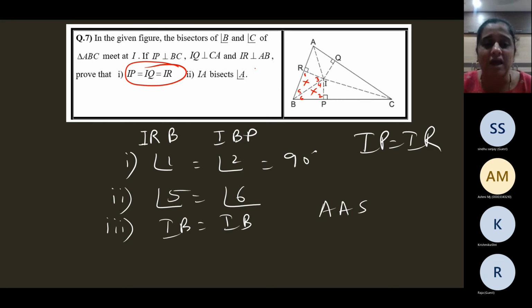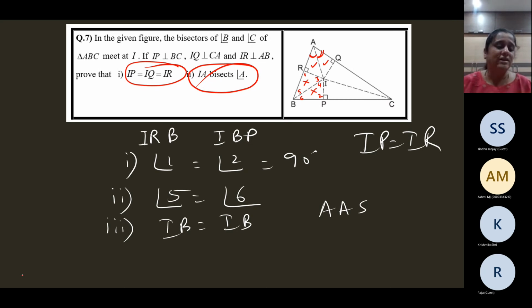Now we have to prove that IA bisects angle A. IA bisects angle A, which means you should prove that this angle is equal to this angle. Now for this, we'll have to take up these two triangles.